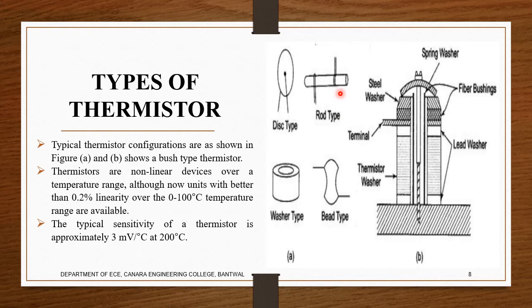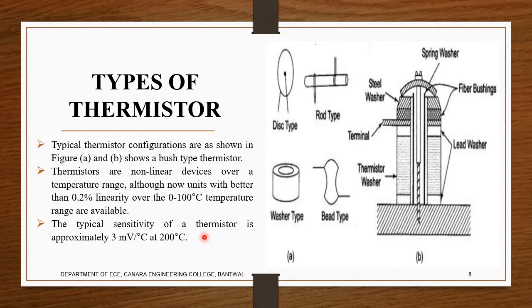Thermistors are usually non-linear devices over a temperature range, although units with better than 0.2% linearity over the 0 to 100 degrees Celsius range are now also available. The typical sensitivity of the thermistor is approximately 3 millivolts per degree Celsius at 200 degrees Celsius. This is how the typical sensitivity has to be recorded.